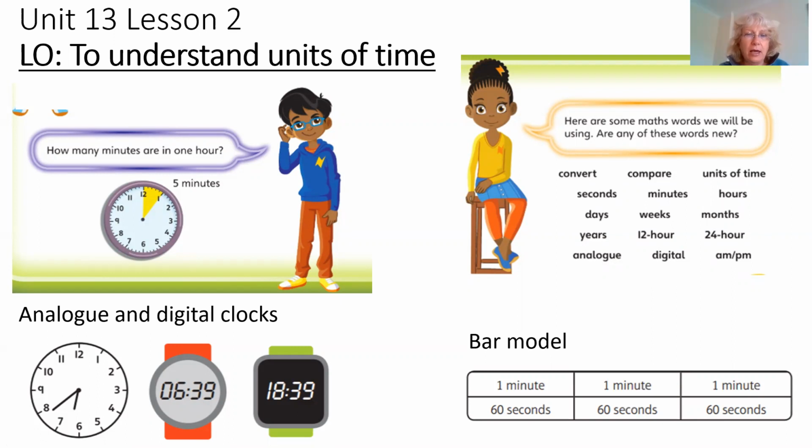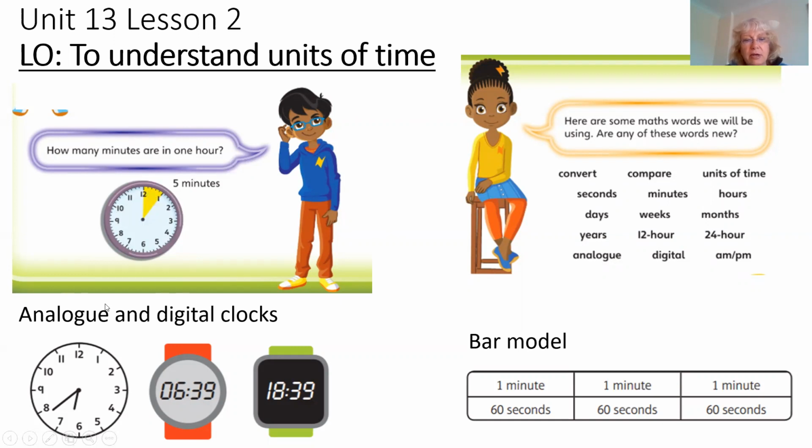So these are all the vocabulary that we need for time, some of the things that we need to know. So we need to know how many minutes there are in an hour, and that each block here is equivalent to 5 minutes if that's the movement of the minute hand.